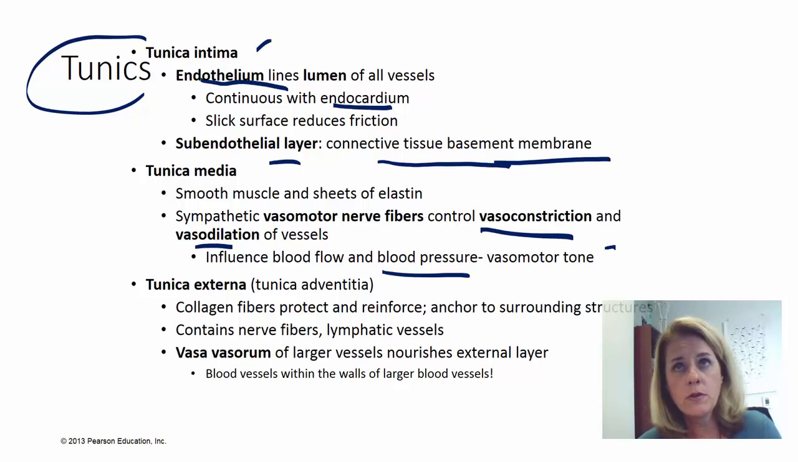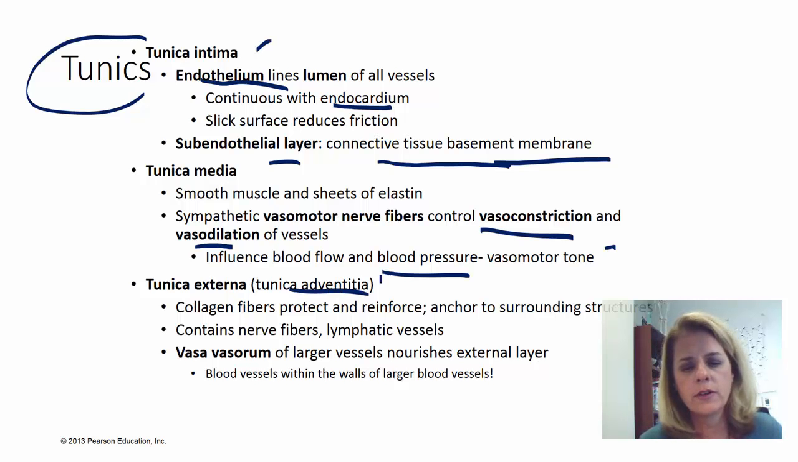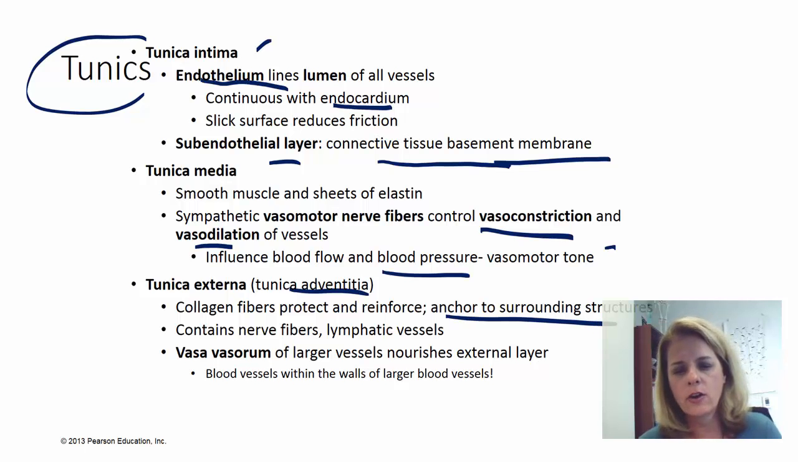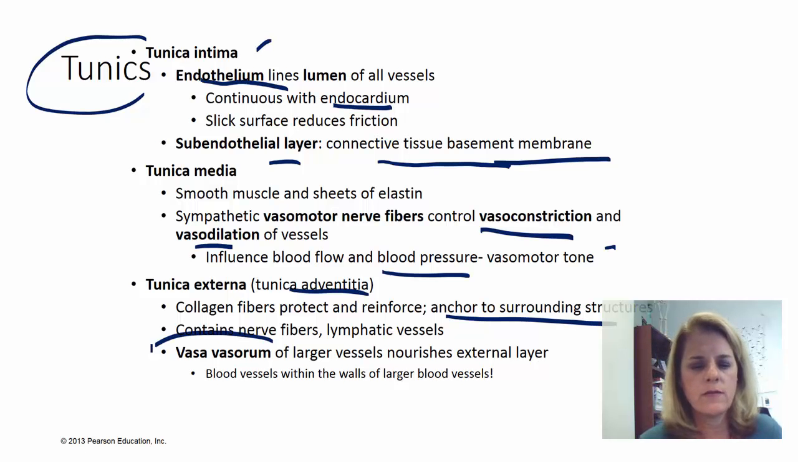You have the tunica externa, also called the tunica adventitia, and this is a layer of collagen fibers, so you want it to be strong to hold all that together, and it acts as the anchor. It also contains nerve fibers and lymphatic vessels. So you have a lymphatic system that kind of runs parallel to your blood system. And these vessels, because they're organs, they need their own blood supply. So the blood supply that's feeding the vessels themselves is called the vasa vasorum.